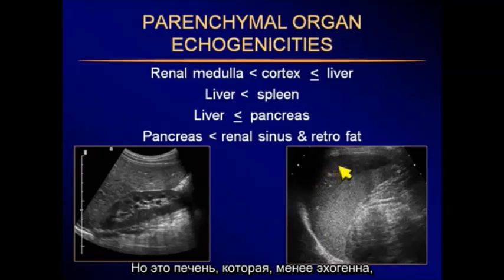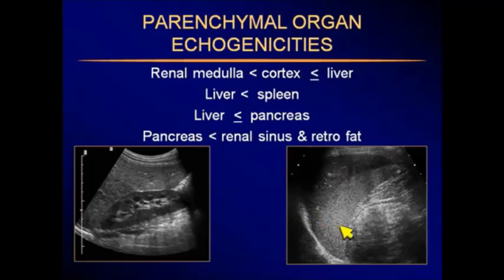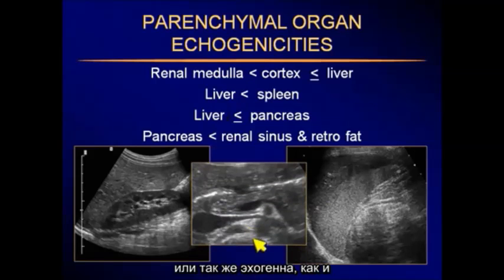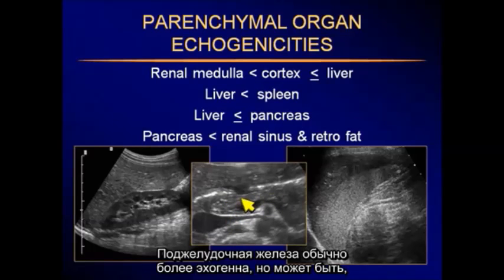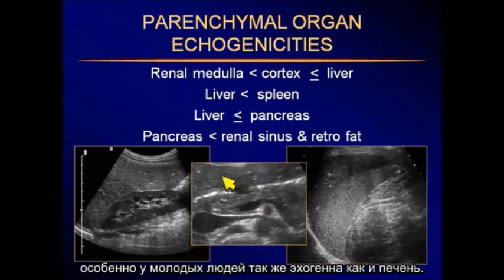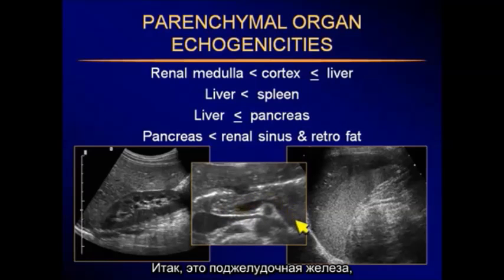So this is liver, which is indeed less echogenic than spleen. And this is not to be mistaken for a subcapsular hematoma. Sometimes this is mistaken in the spleen. So there's our proof. Now, the liver is also less echogenic or equal in echogenicity to the pancreas. Pancreas usually more echogenic, but they can be equal, especially in younger people. So here is pancreas, and here's the left lobe of the liver, and they're fairly equal.